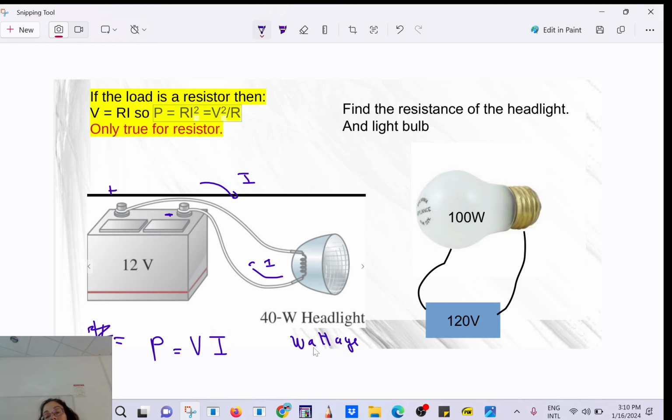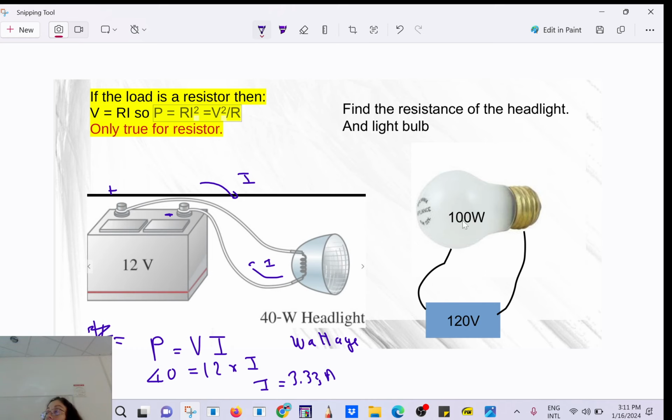It's going to tell you how much it's consuming. If you have a microwave, for example, it's consuming a lot of energy. So it's like 1500 watts, something like this, or 2000 watts. 40 watt is dim, it's not very bright. So what you get, 40 equals 12 times I. So the current equals 3.33 amps. Okay? So this is the outlet, 120 volts.